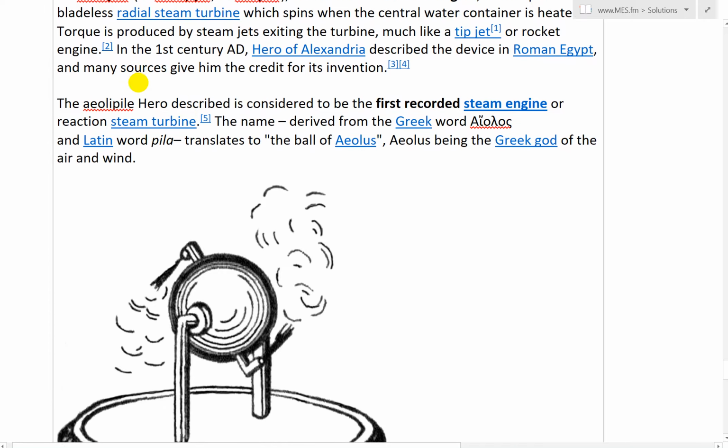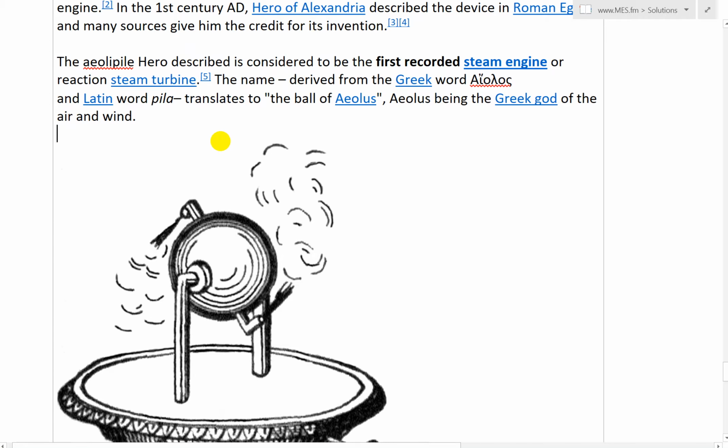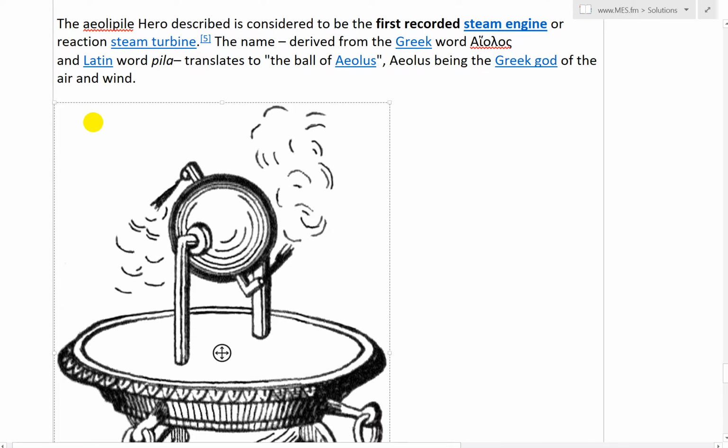In the 1st century AD, Hero of Alexandria described the device in Roman Egypt, and many sources give him credit for its invention. The aeolipile Hero described is considered to be the first recorded steam engine or reaction steam turbine. The name derives from a Greek word, which I'm not going to pronounce, and the Latin word pila, and translates to the ball of Aeolus, Aeolus being the Greek god of the air and wind.